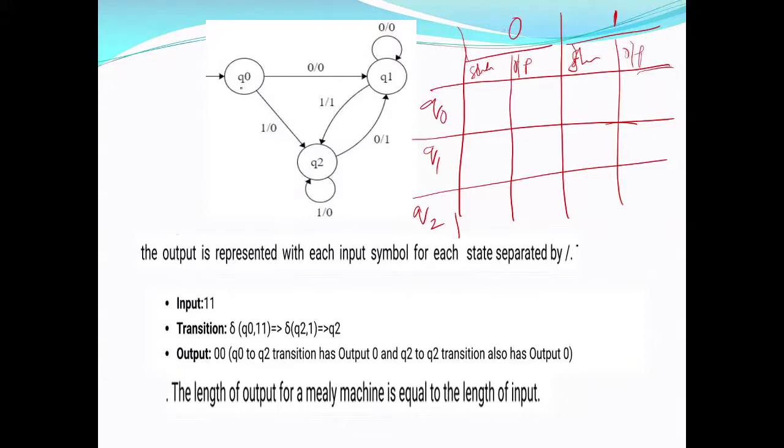So q0 on 0, q1, and output is 0. And q0 on 1, q2, then output is 0. Then q1 on 0 goes to q1, output is 0. q1 on 1 goes to q2, output is 1. Now every transition, every input and state, is making an output, right? This is how you can fill up for q2. This is the Mealy machine.